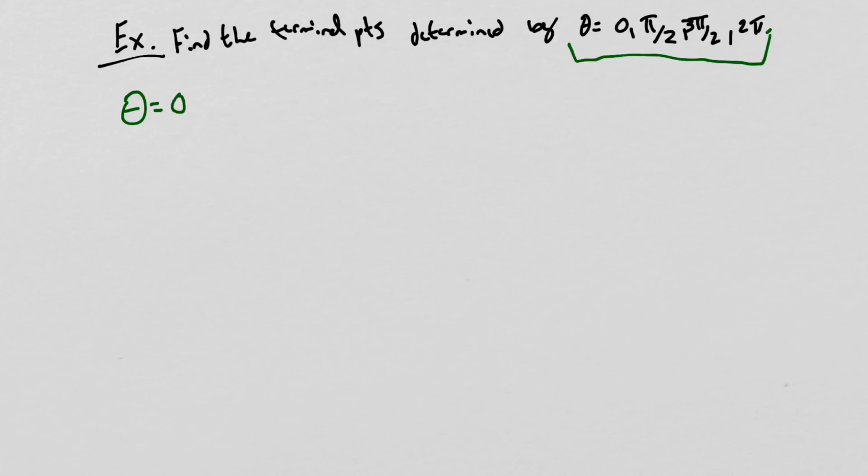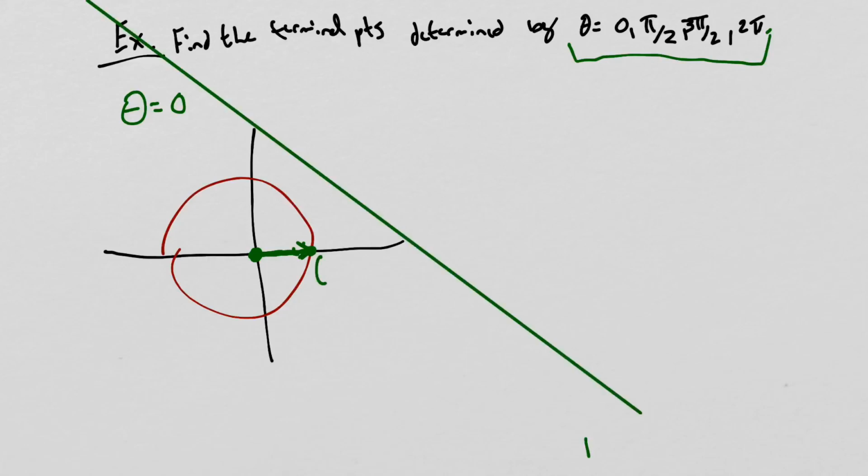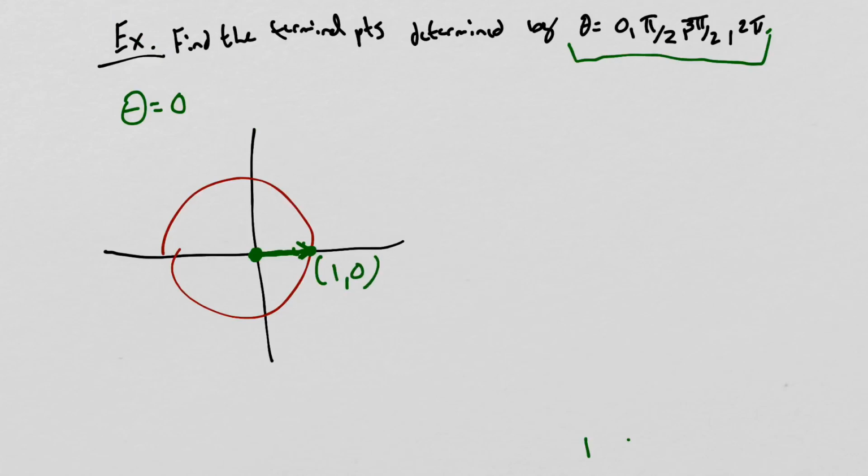For theta equal to 0, we're going to first draw our unit circle. So here's our unit circle. Then an angle 0 is given by an initial ray that points in this direction, and also the terminal ray that points in this direction, which means the associated terminal point is going to be 1, 0.